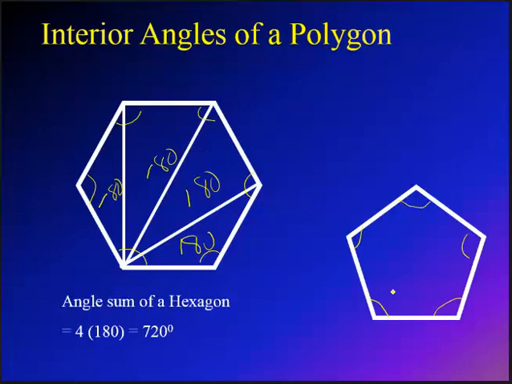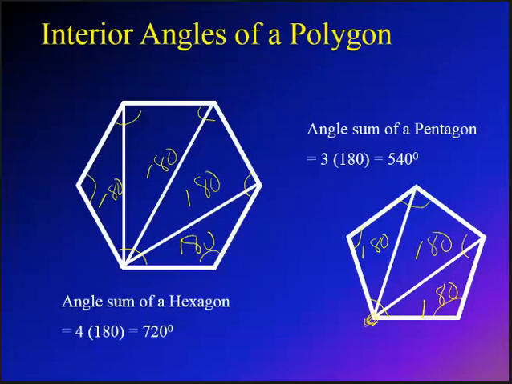Okay, let's try it over here on our pentagon. If I pick a vertex down here and I draw all of the diagonals, how many triangles am I going to get? Okay, that's all I can draw. So I get 3 triangles. Each one's 180. So what's the total degrees in that pentagon? 3 times 180, which is 540. Okay, pretty simple.